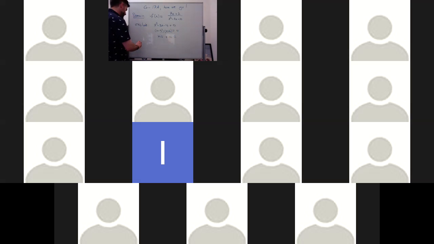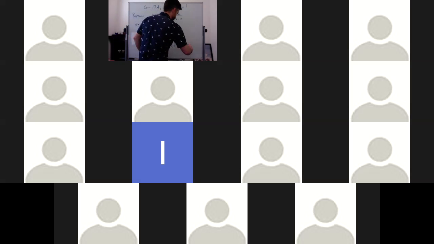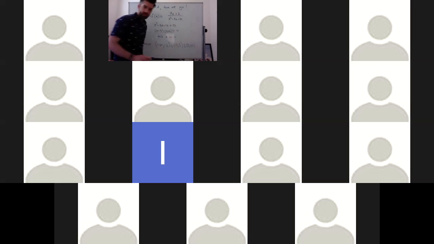So the way we actually write the domain here is by saying, okay, I want everything from negative infinity to negative 2 exclusive, use a parenthesis. And then everything from negative 2 to 5, again, exclusive, use parentheses. And then finally, everything from 5 to infinity. And that's what the domain of this function would be.